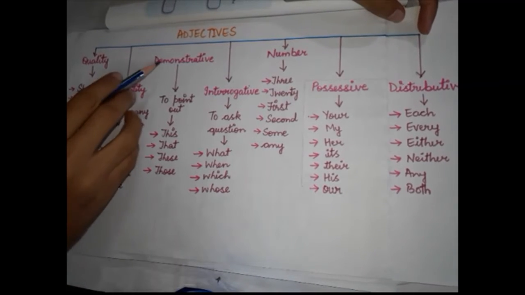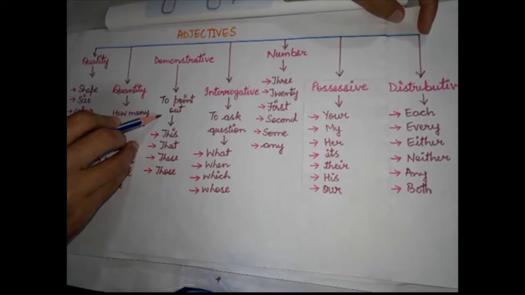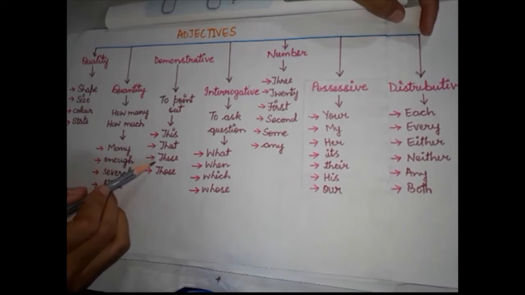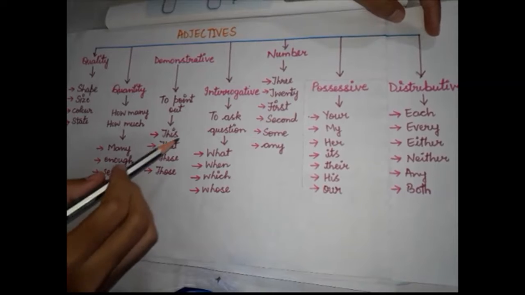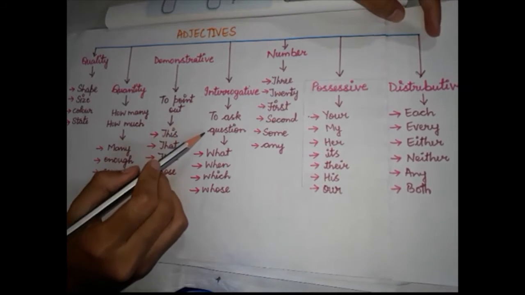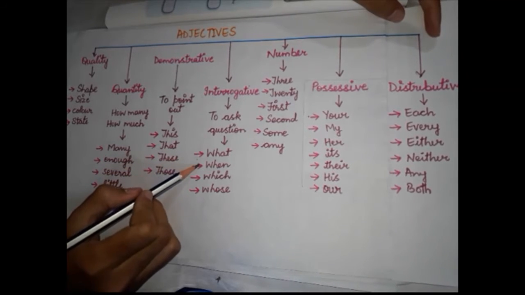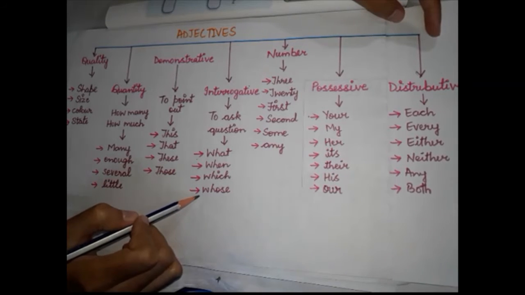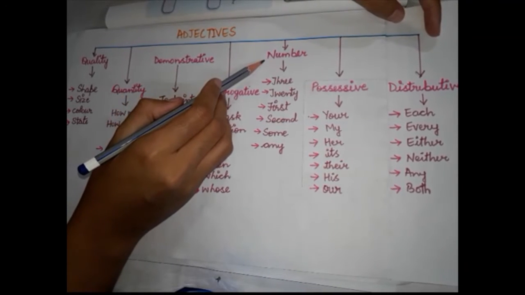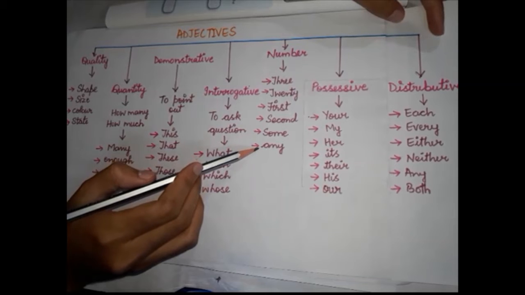little. Demonstrative adjective means to point out something, and the words used as adjectives in a sentence here are this, that, these and those. We have interrogative adjectives then. Interrogative means to ask a question, and the words used for them are what, when, which and whose. Then we have the adjective of number. As the name itself suggests, three, 20, first, second, some or any.